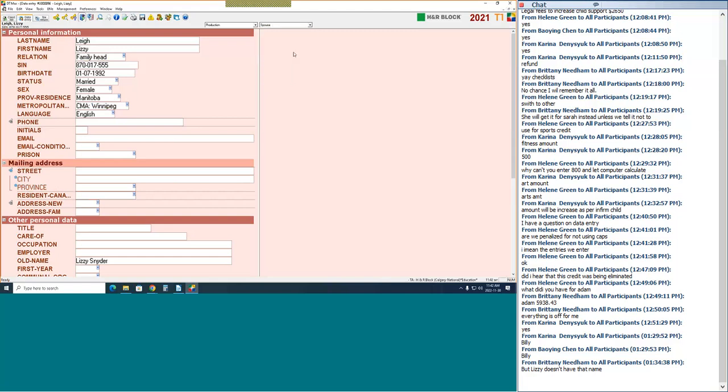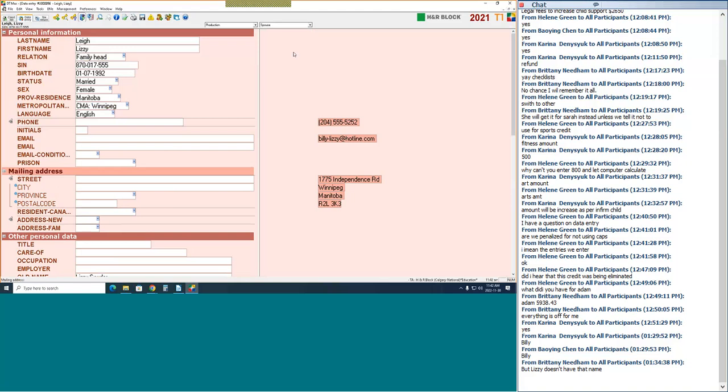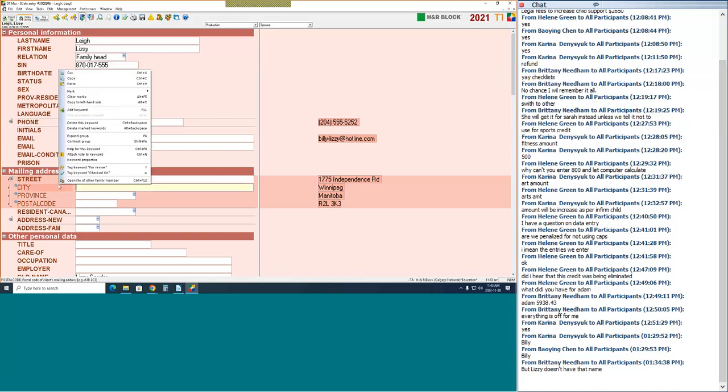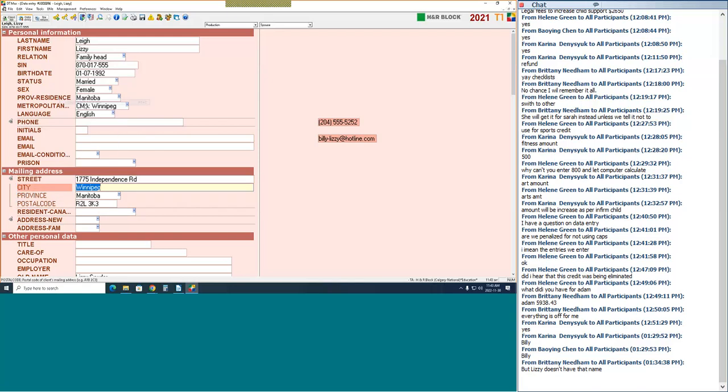Well, what I could do is I could look at her spouse, who we're going to get rid of in a minute, but I copy things over. So if she kept the phone number, I can copy the phone number over. Let's assume she kept the house. If she kept the house, I'm going to click on street, hold shift down, click on postal code. I'm going to select all of those lines. Then I'm going to right click somewhere in the pink, and I'm going to say copy to left-hand side. Then I don't have to type it again and make a mistake.